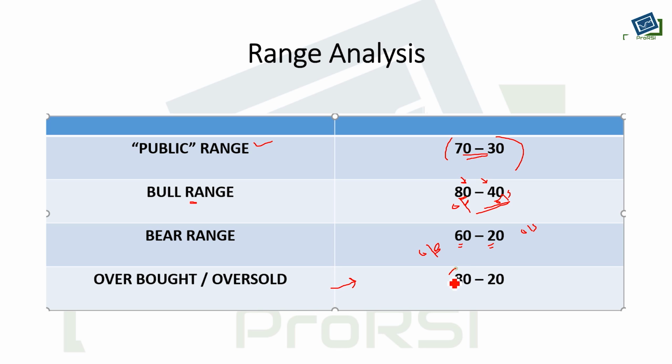And generally, oversold and overbought levels are placed on 80-20 rather than on 70-30, in respect to the type of market we are trading.